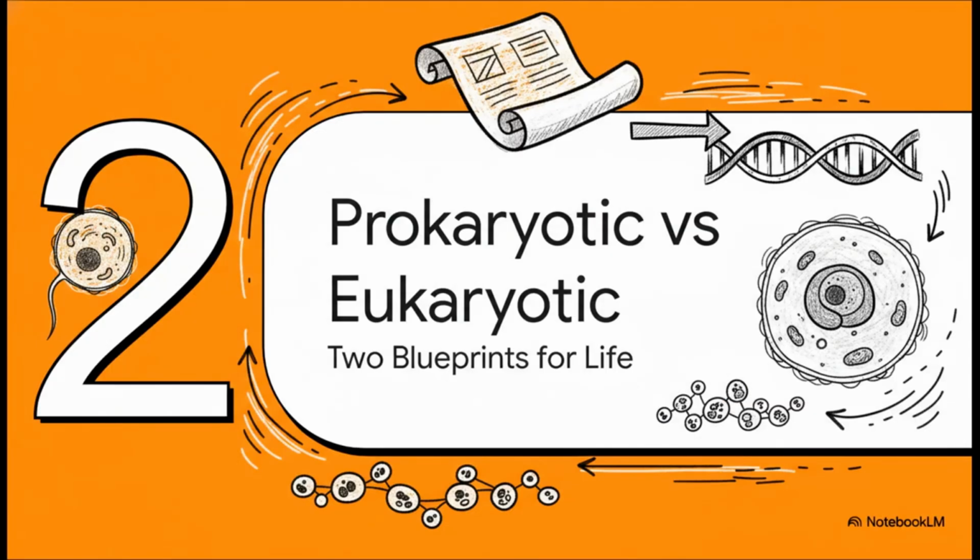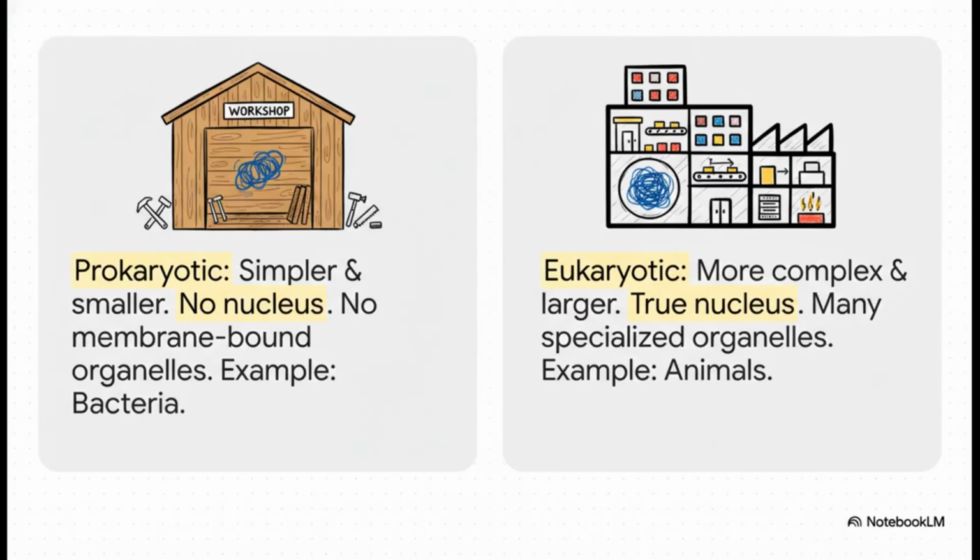Okay, so get this. For all the wild diversity of life on this planet, I mean, from a single bacterium to a massive whale, it all boils down to just 2 basic designs, 2 fundamental blueprints for a cell. We call them prokaryotic and eukaryotic. The easiest way to wrap your head around it is to think of it like this. A prokaryotic cell is like a super simple, efficient, one-room workshop. Everything it needs is just kind of floating around in one space.